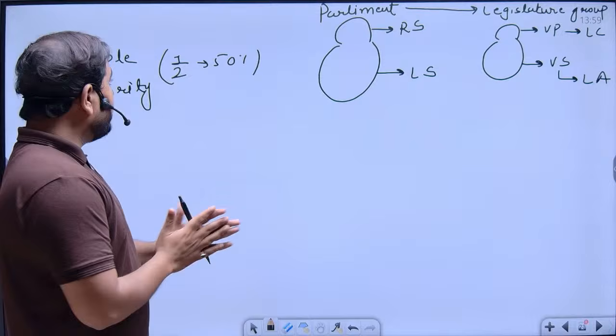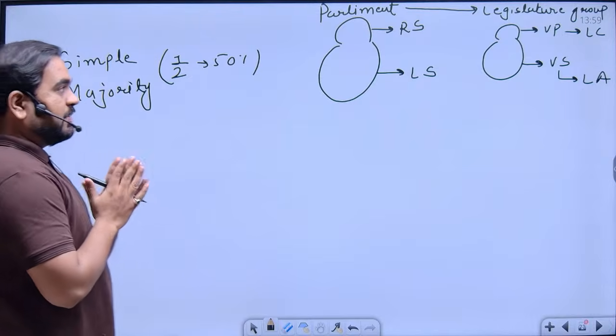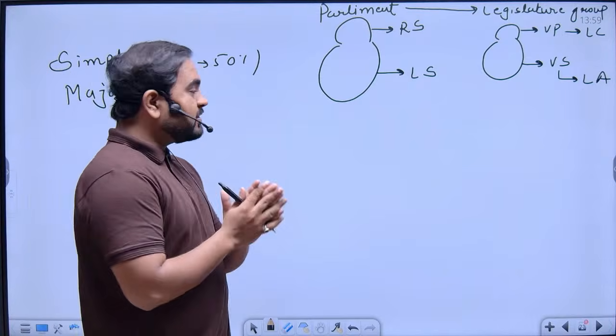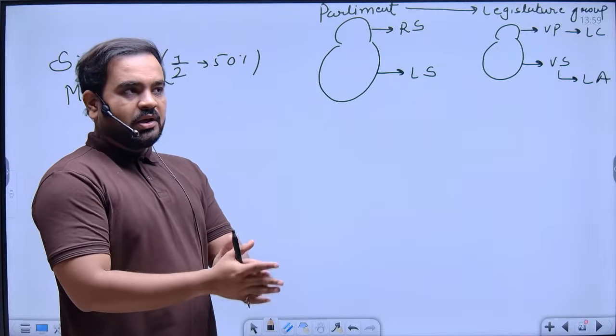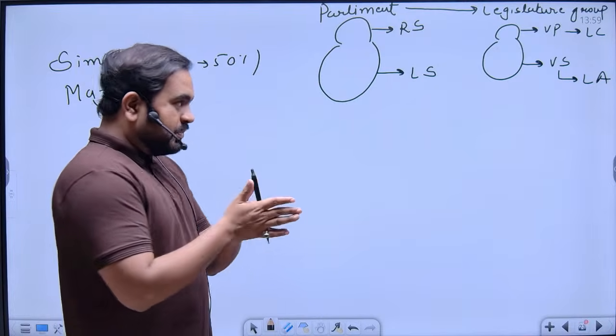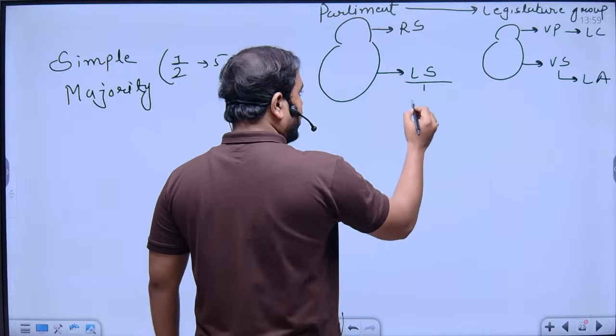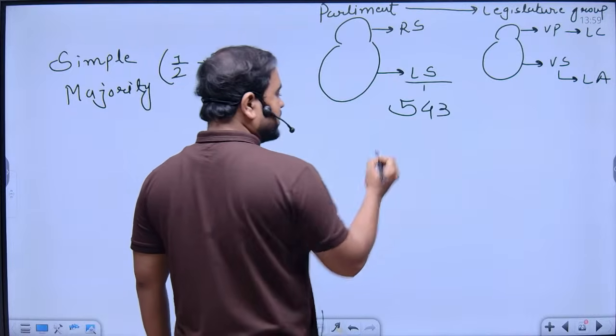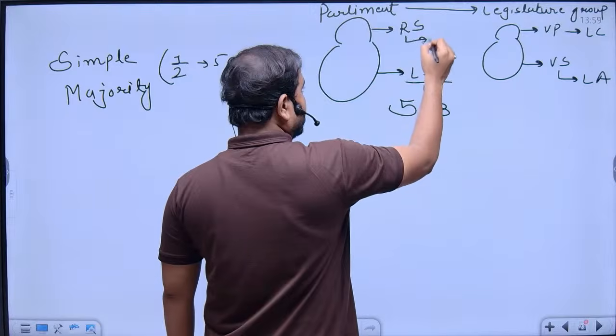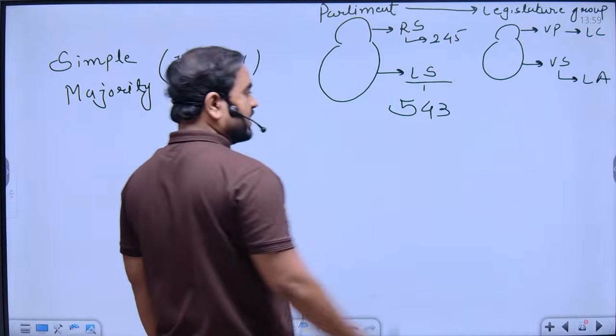Okay, so now what is the question? What does simple majority mean? Simple majority means, for example, in the present scenario, let's talk about Lok Sabha. How many members are there in Lok Sabha? 543 members are there in Lok Sabha. And how many members are in Rajya Sabha? 245 members are there in Rajya Sabha.